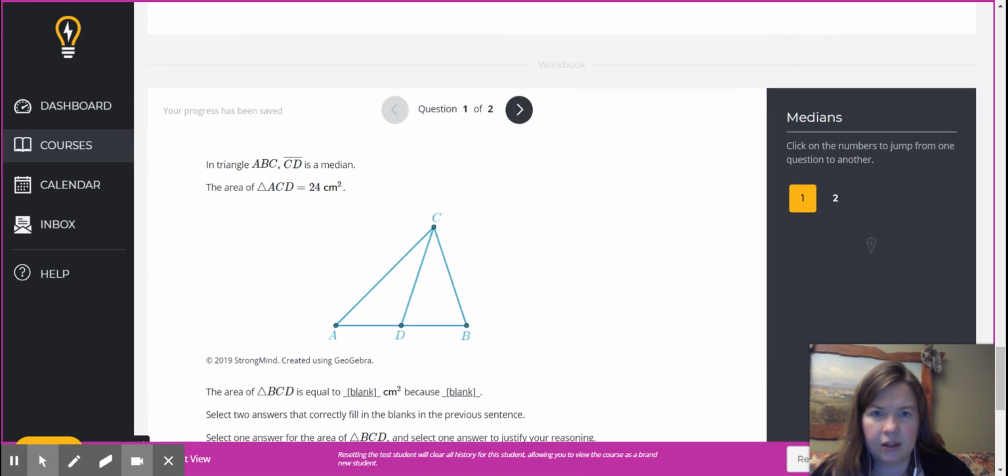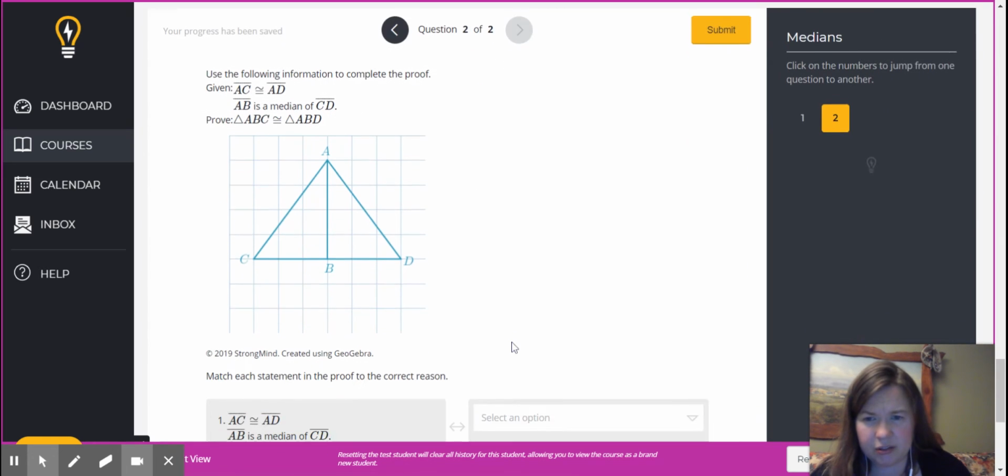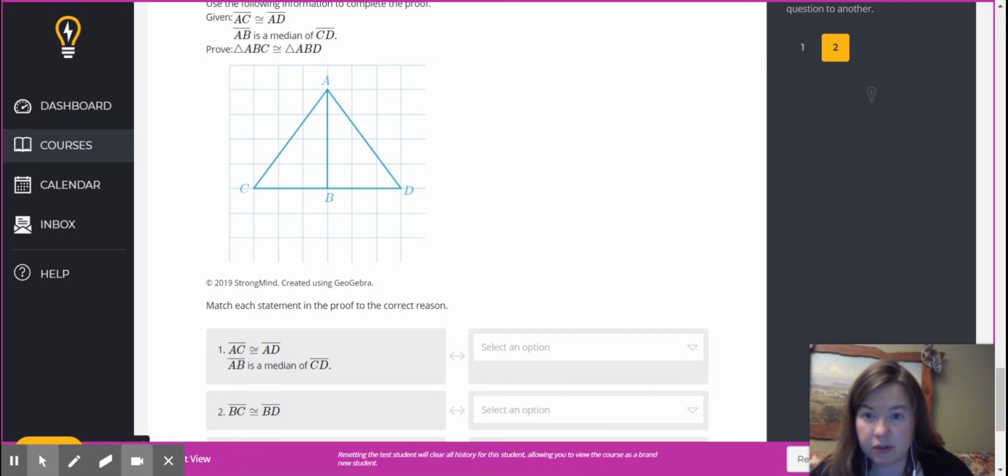Okay, and then let's try the next question. Use the following information to complete the proof. We know that AC is the same thing as AD, and AB is the median of CD. We're supposed to prove that ABC is congruent to ABD. So this triangle is congruent to that triangle.